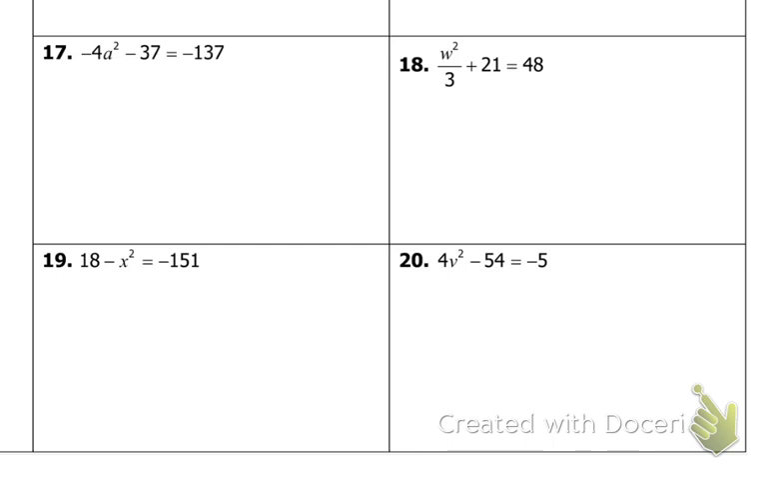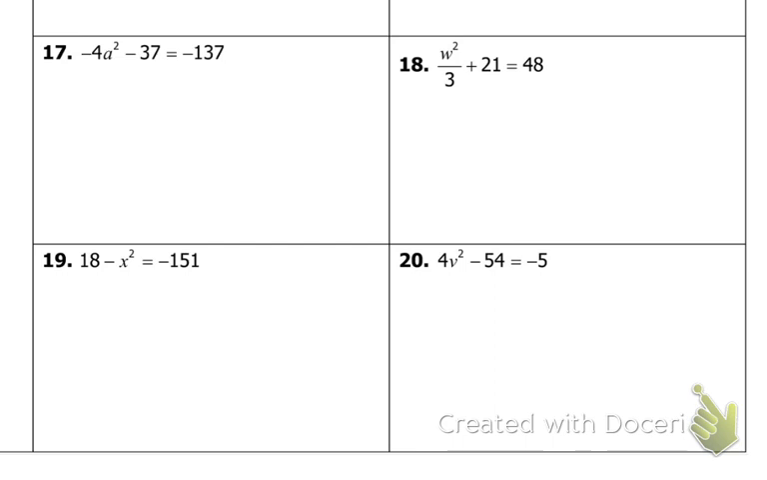All right, so for 17, we're going to notice we have multiple things that we need to do. We have to know what to do first. We have a square, we have a multiply, and we have a subtracting 37. What do we do first? Do we deal with subtracting 37? Do we deal with the multiplication, or do we deal with the squaring first? Yes? Adding. We do adding and subtracting first.